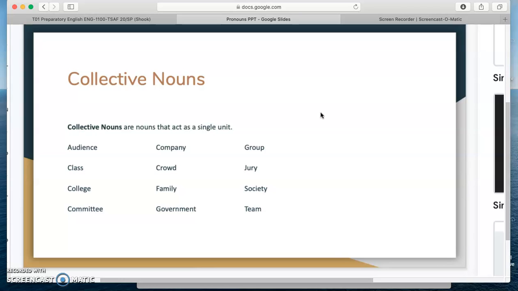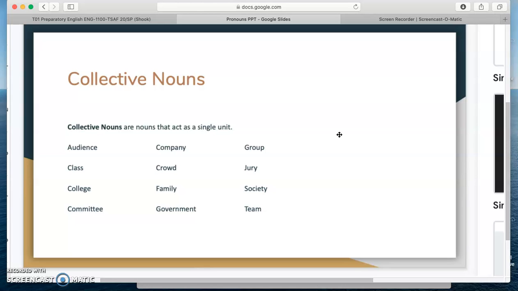Now, real quick, before I run out of time on this video, let's discuss collective nouns. Collective nouns are kind of like the opposite of indefinite pronouns. They are nouns that act as a single unit. And as you can see here, we have a whole list of collective nouns. This is not an exhaustive list. There are certainly more, but these are just some of the more common collective nouns that we may come across. Audience, crowd, jury, team, government.